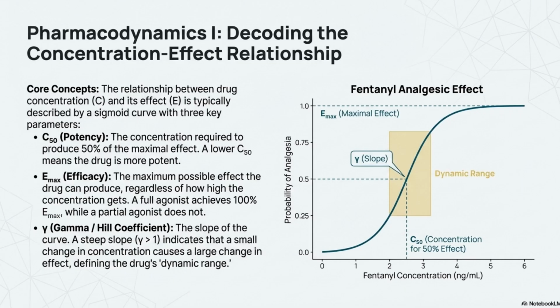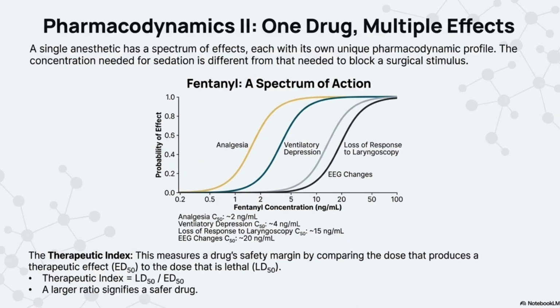That's a perfect analogy. Potency is measured by the C50. A lower C50 means you need a smaller concentration to get to 50% effect, so the drug is more potent. So if we compare the fentanyl family of drugs. A great example, sufentanil has a C50 that is orders of magnitude smaller than alfentanil's. It's vastly more potent by concentration.